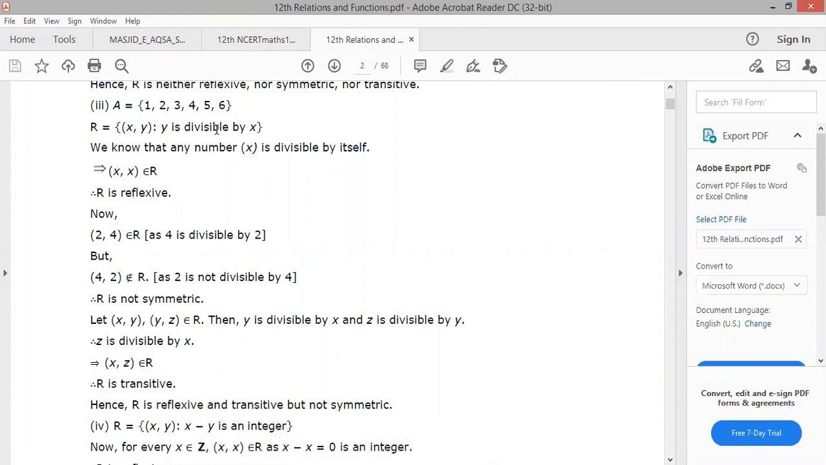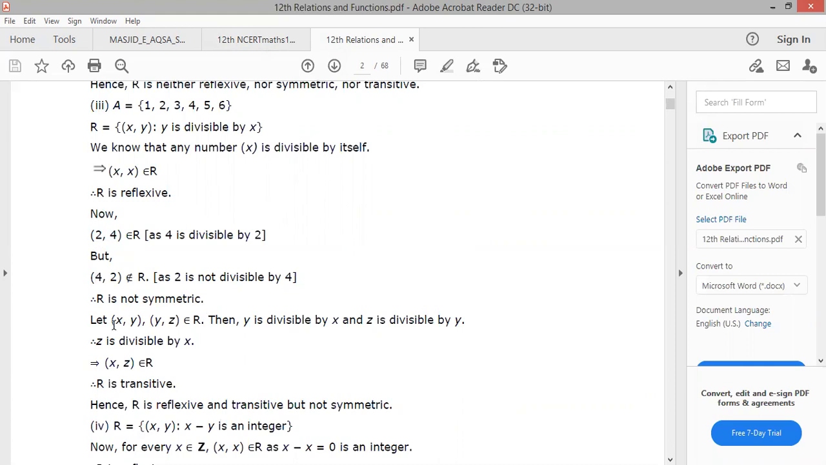So clearly, y is divisible by x. We can take y as x, because x is divisible by x, so it is reflexive. Is this symmetric? For example, let's take the element 2, 4. 2, 4 belongs to this because 4 is divisible by 2. Does 4, 2 belong to this? Say no, because 2 is not divisible by 4. So it's not symmetric.